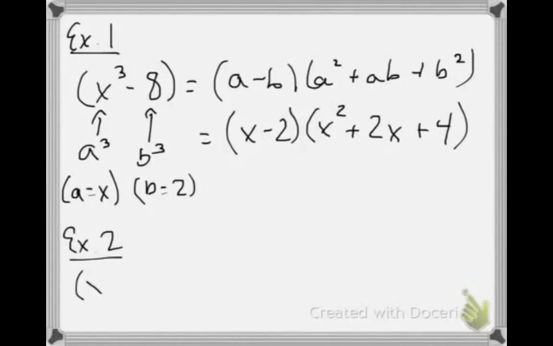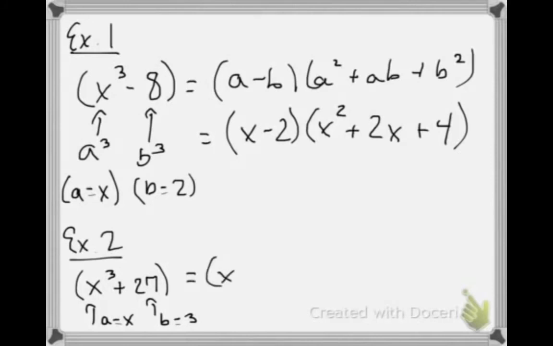Let's try another example. Now we'll do a sum: x cubed plus 27. X cubed is a perfect cube, naturally. 27 is also a perfect cube. The cube root of 27 is 3. So in the second example, we're going to use a to be x, and b will be 3.